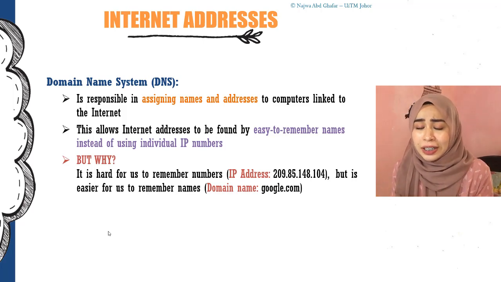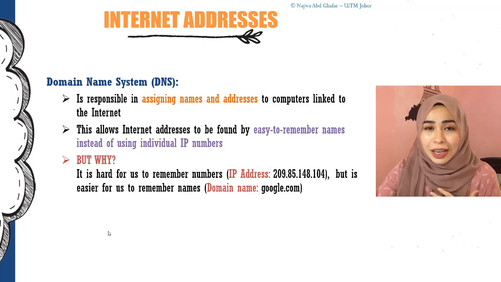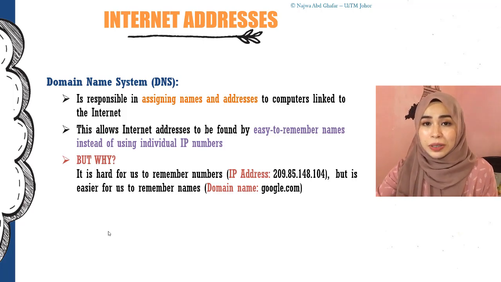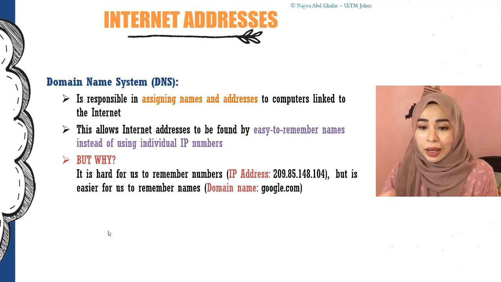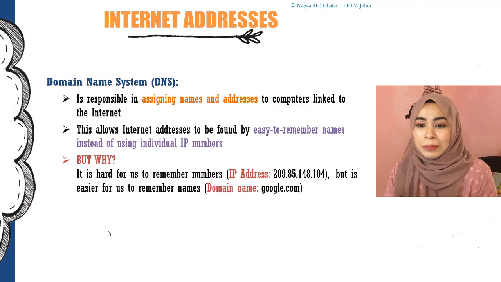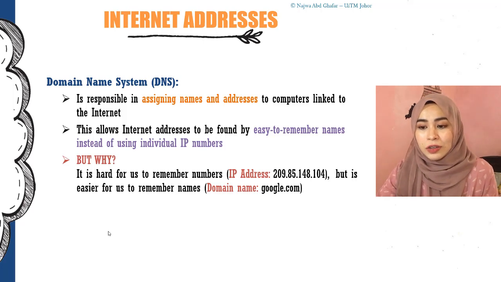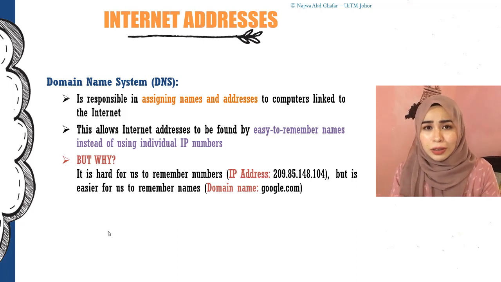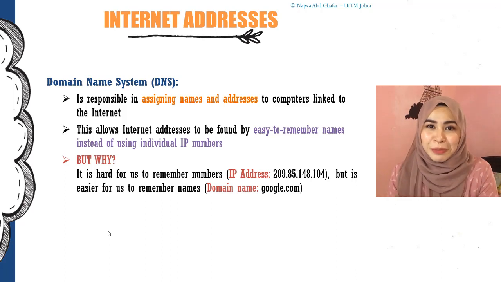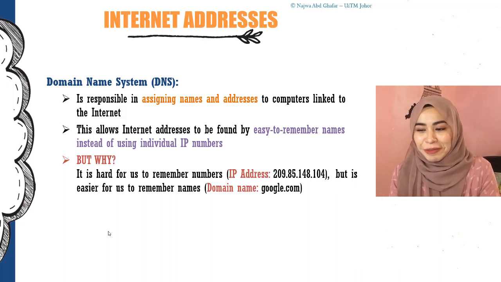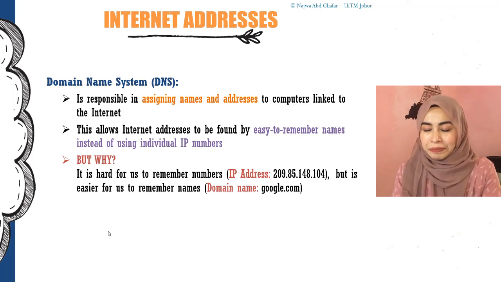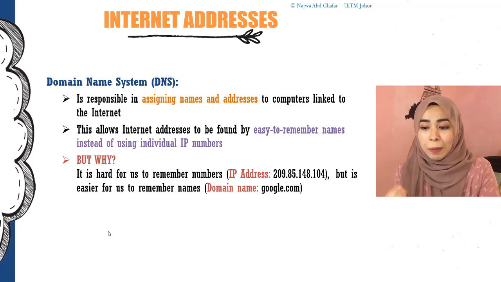Like I've said, each computer is identified by its own IP address. Now, how does the domain name come about? The domain name helps us to remember where to locate each person's computer. This is done with the help of the domain name system. The domain name system will assign names to the IP address of that computer. It allows internet addresses to be found by easy to remember names instead of IP numbers. So we don't have to remember all those numbers, because it can be quite hard for us to even remember our phone number, let alone an IP address, which has bigger numbers. So instead of remembering the IP address, we can just remember the domain name. The domain name is given by the domain name system.